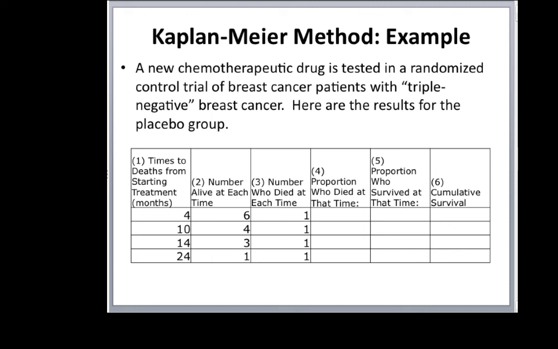So just to reiterate, to calculate the proportion of people who died at that time, you take the number of deaths over the people who are alive? Yes. So column number 4 here, the proportion of people who died at that time, is the number of people who died at that time divided by the number of people who were alive just previous to that death. So basically column number 3 divided by column number 2.